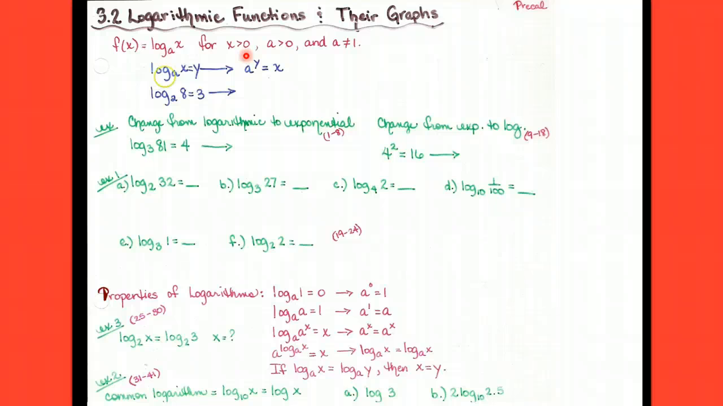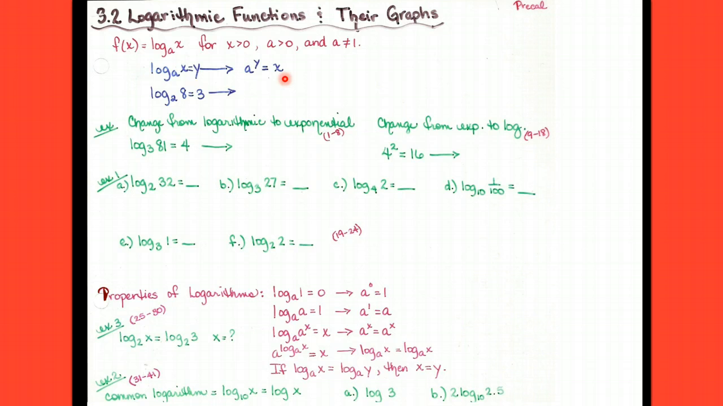Okay? So, for our logarithmic function, if we have f of x is equal to the log of x with a base of a, we could switch that from its logarithmic form to its exponential form by following this pattern or this definition. Whatever the base of your log is going to be the base of your exponential. The answer to your log will be your exponent on your exponential, and what you were taking the log of will be the answer on your exponential.